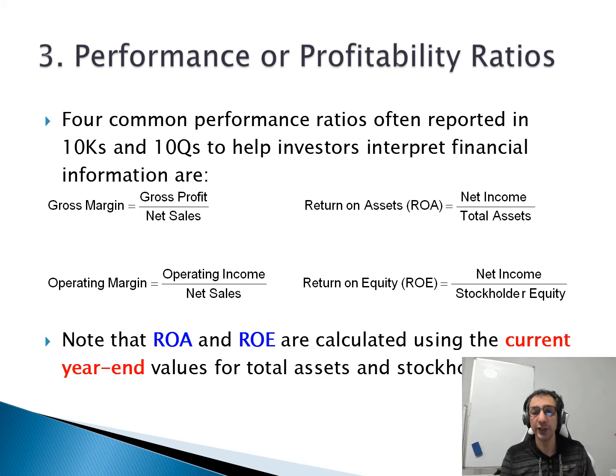Also, ROE is another important ratio, specifically for shareholders. As a shareholder, you want to have a higher ROE because with the same given shareholders' equity, you want to generate higher net income. Again, as I mentioned here, ROA and ROE are calculated using the current year-end values for total assets and shareholders' equity. So we are considering the total assets and total shareholders' equity, and usually we include the end of year balance.